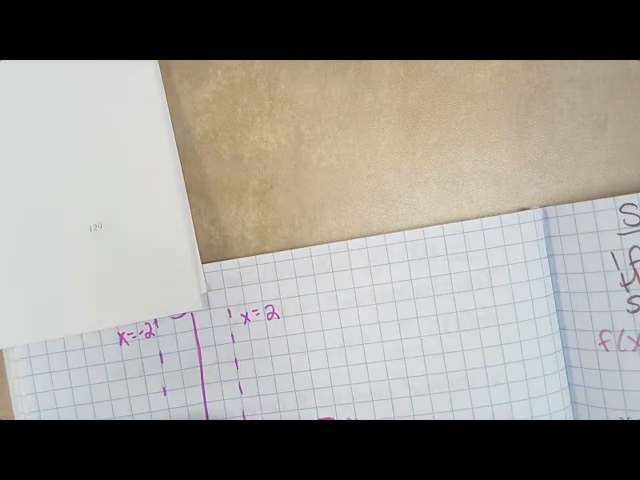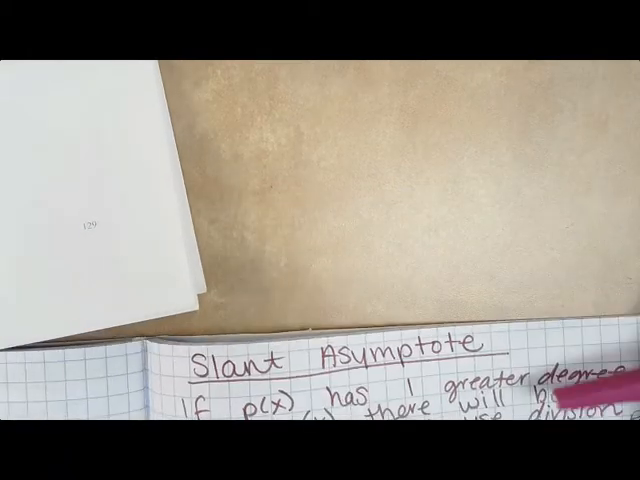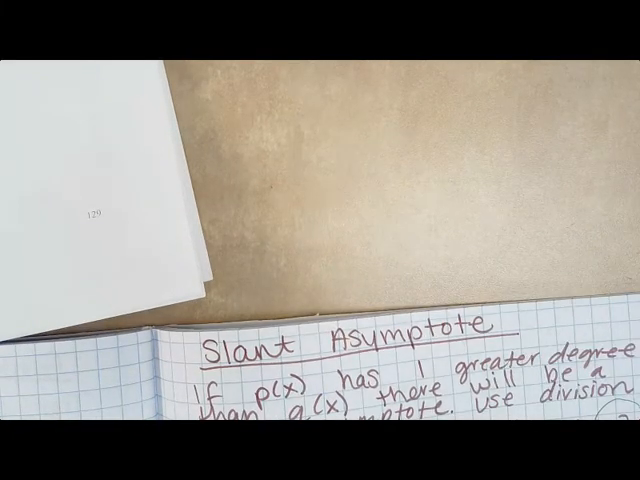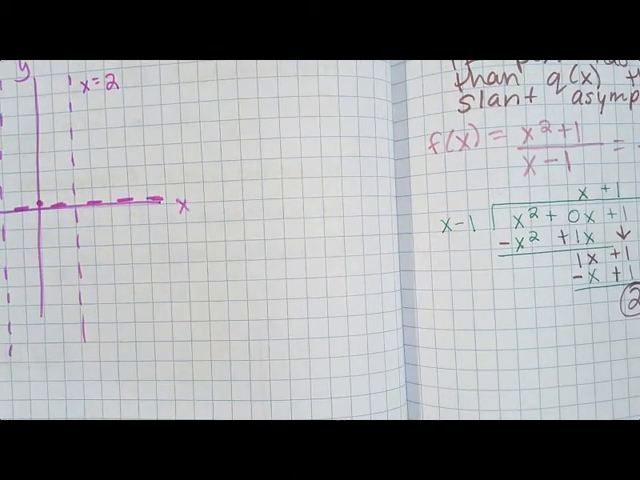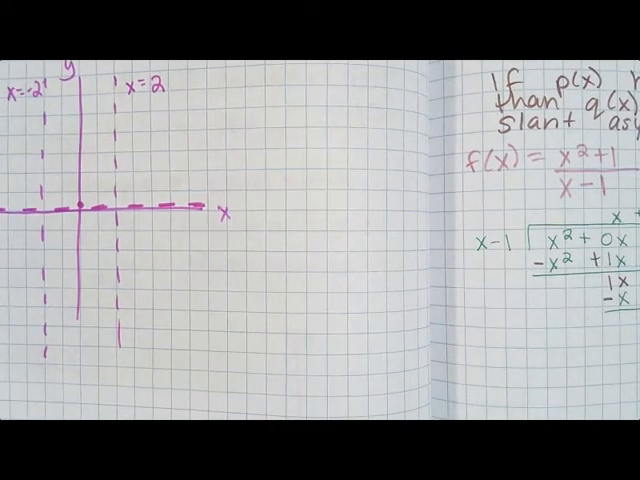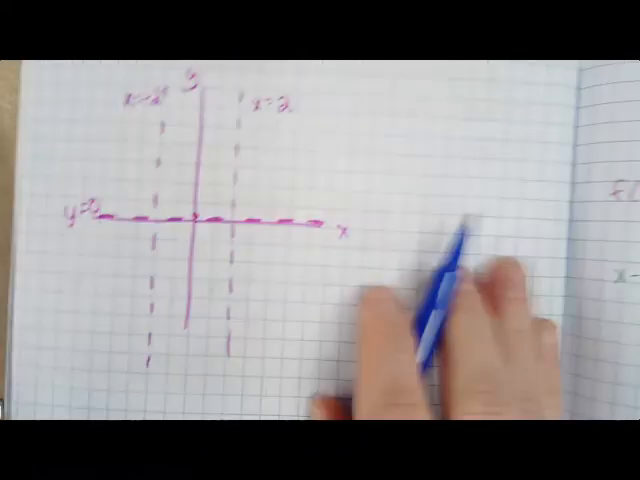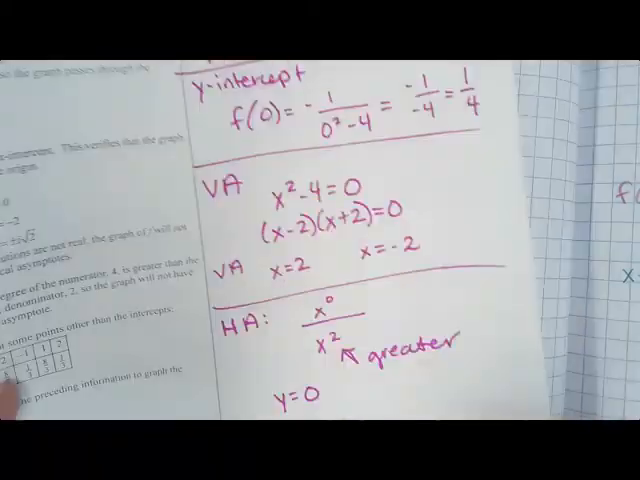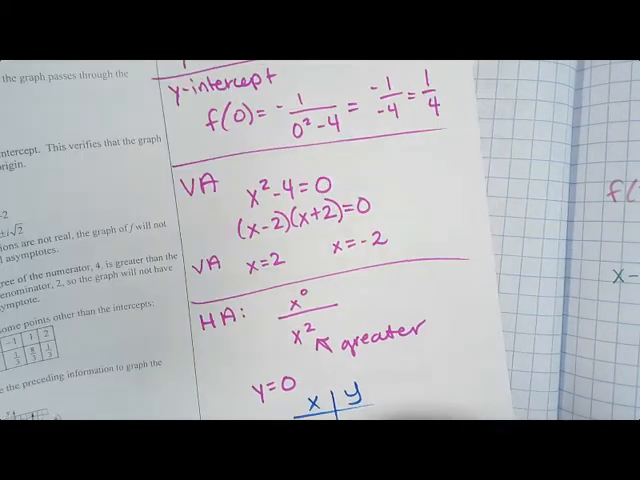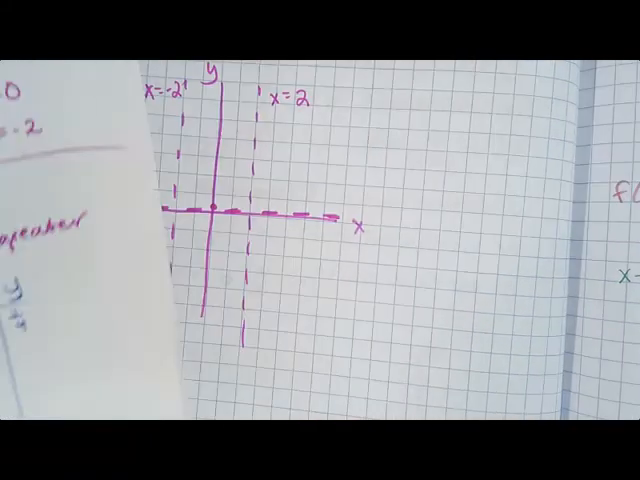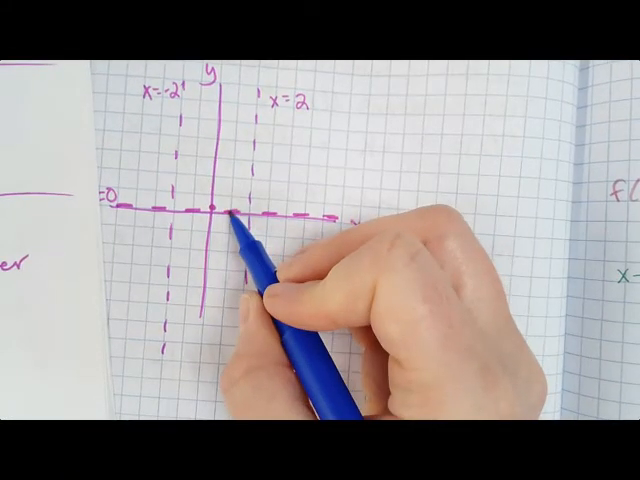This is y equals 0. Okay, so that's what it looks like right now. So now we just need to plot some points so that we can find what it actually looks like. So let's see. X, Y. Okay, so we know we have 0 and 1/4. It's right here. So let's see what 1 will be.